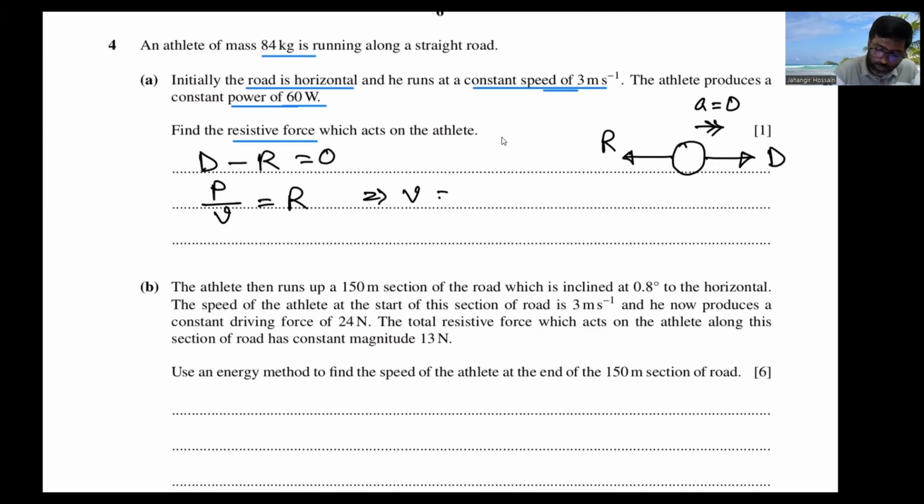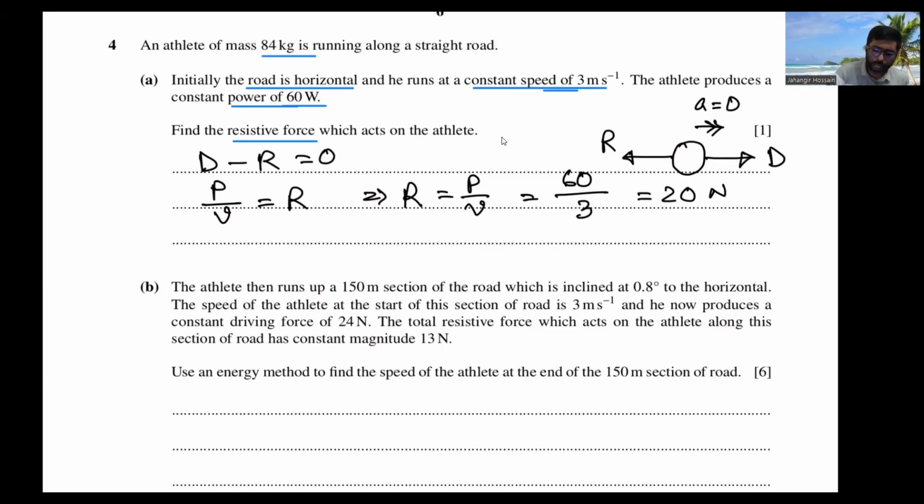So V equals P by R. Here the power is 60 watts and constant speed is 3. So we are going to find the value of R equal to P by V. So 60 by 3 will give you the resistance to be 20 Newton. Okay, that's part A. Then let's move on to part B.